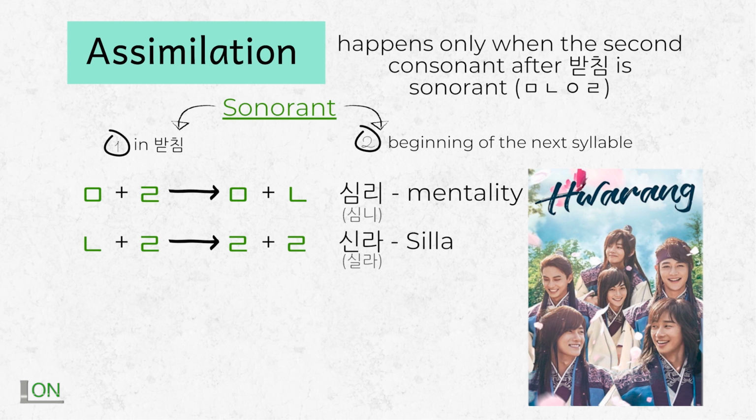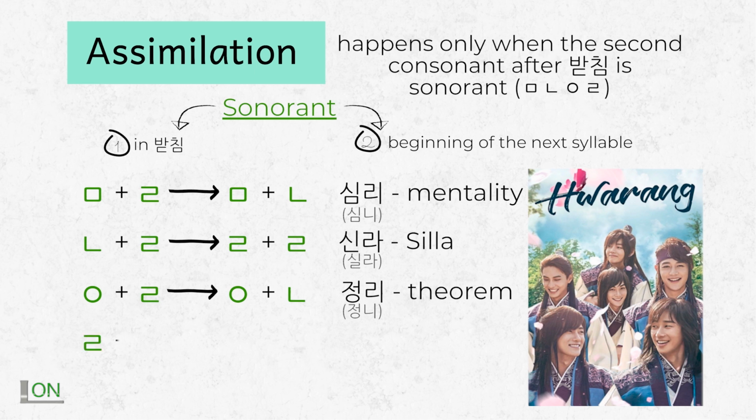You're gonna die. N plus r are gonna change to n plus n, the word for theorem. It's written as 천리, but we pronounce it as 철리. R plus n are going to be r plus r. For example, the word for 1 year. It's written as 1년, but we pronounce it as 일련.